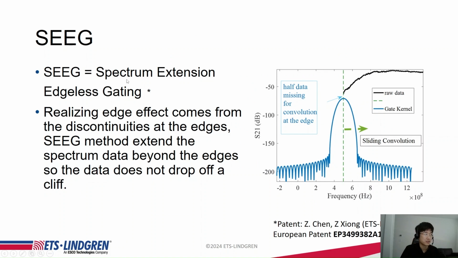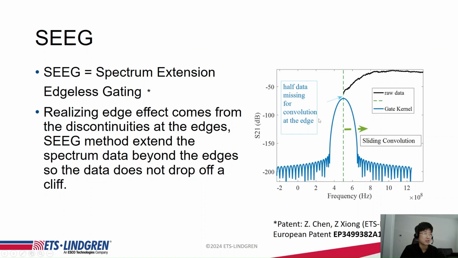The SEEK method is called spectrum extension edgeless gating. In this figure, the raw data is the black line, and the blue line is the gate kernel. So this is in frequency domain. So gating is a sliding convolution in frequency domain.